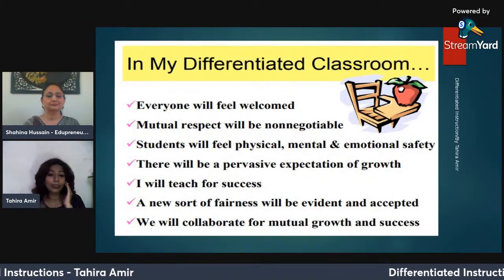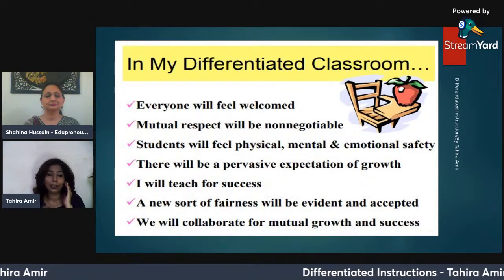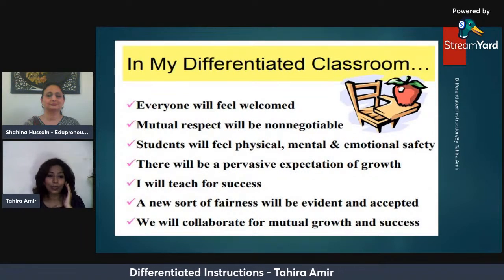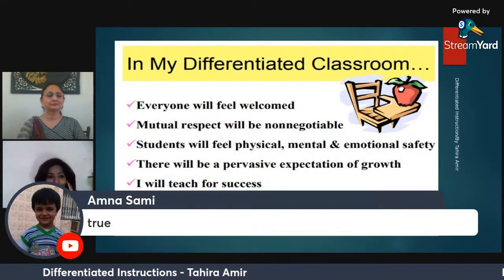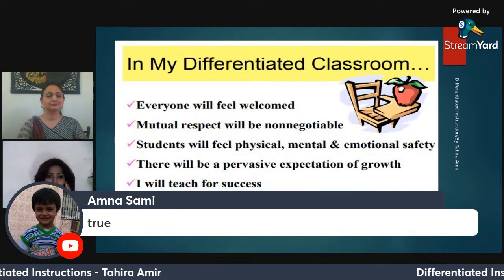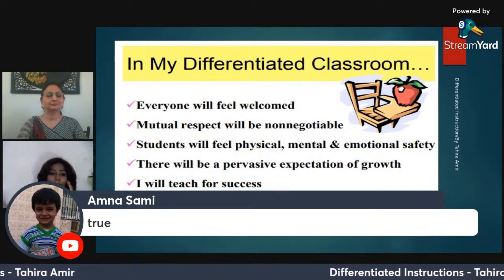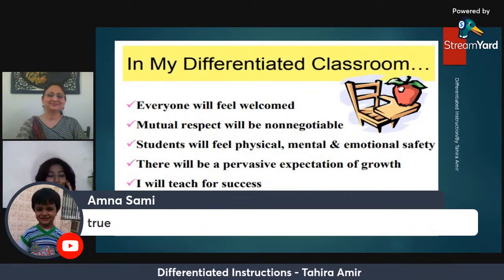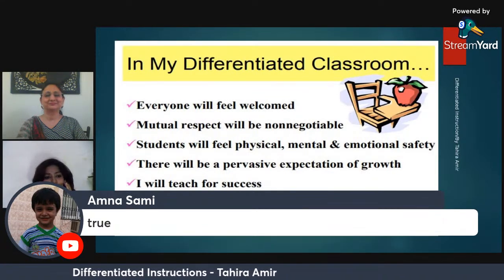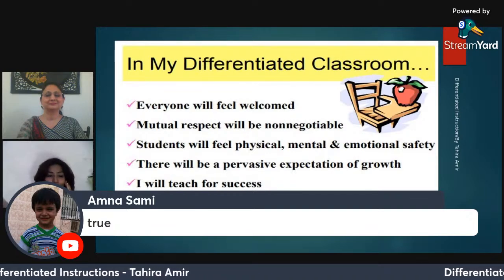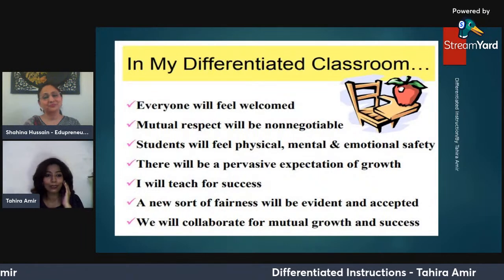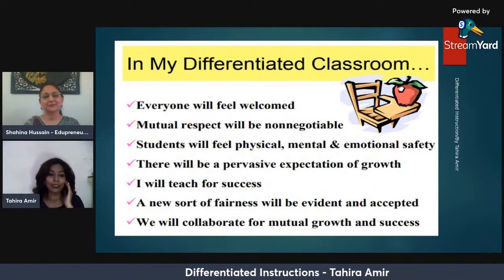And obviously, a pervasive expectation of growth. We expect our students to learn and grow. And as teachers we teach for success. It's not only the success of a teacher. We say, who fails when a child fails? So it is also like, who wins when a child wins. It is not only the success of a teacher, where I give 100% result and everyone has passed. No, you have succeeded because that student had been able to give that result.